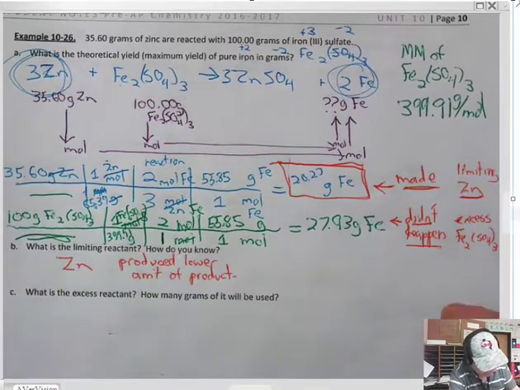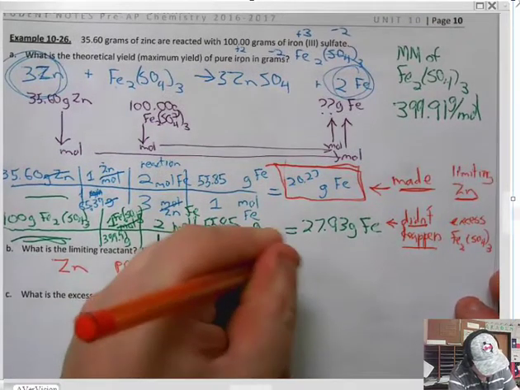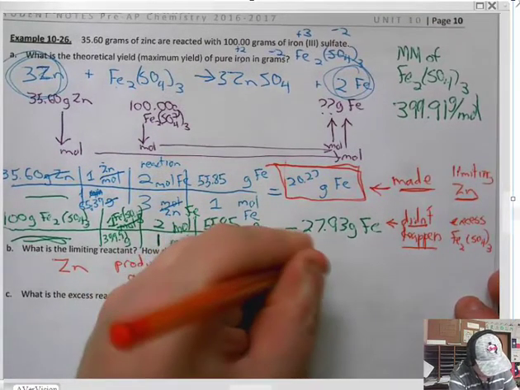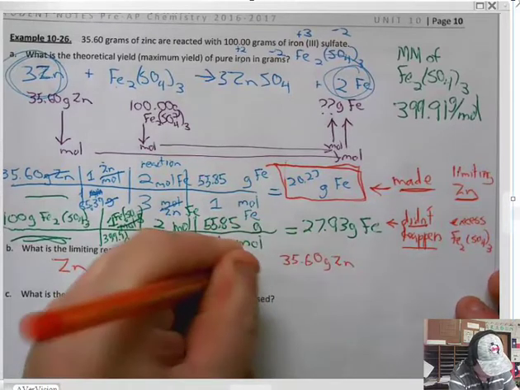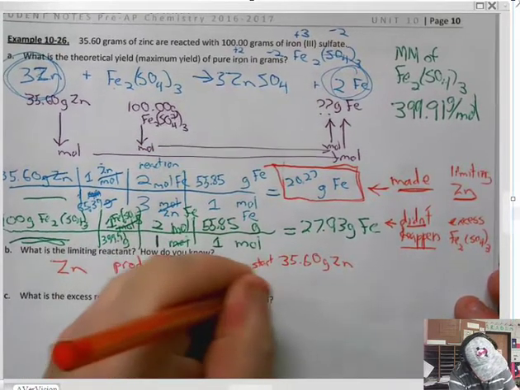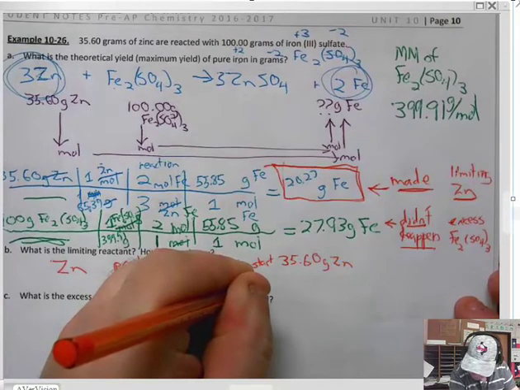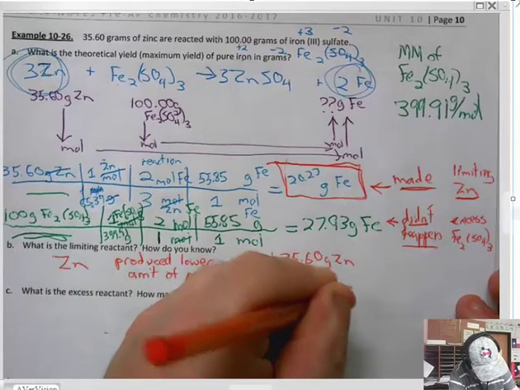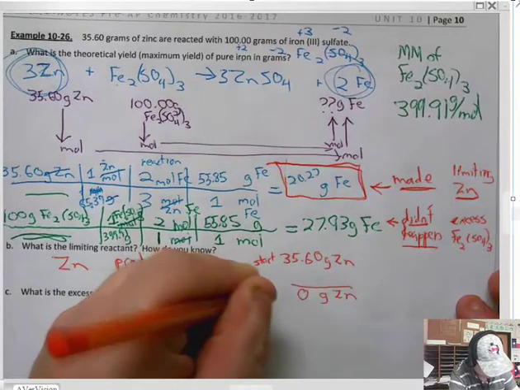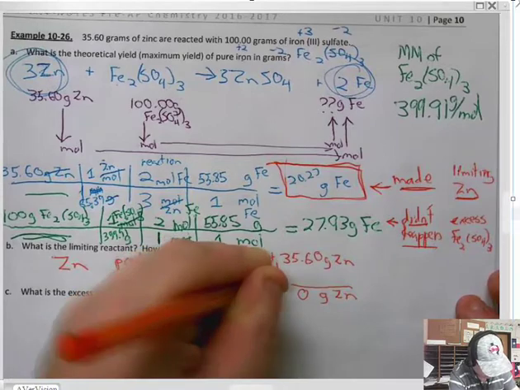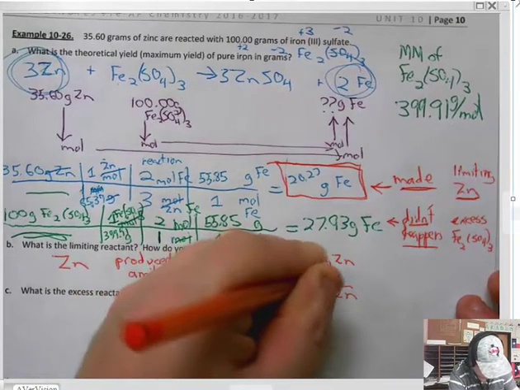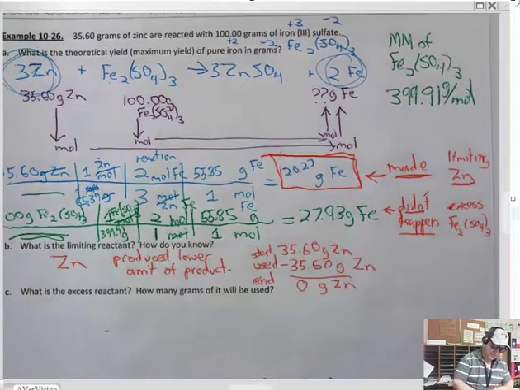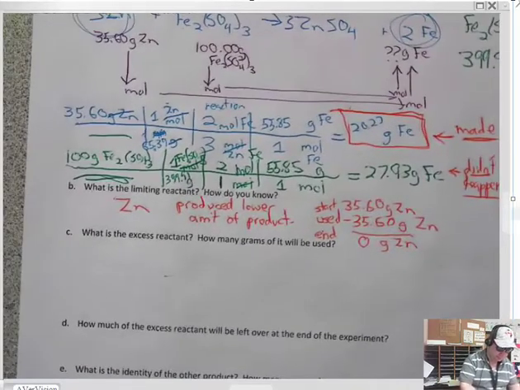Which means if you started off with 35.60 grams of zinc, that's where you started, and you ended up with 0 grams of zinc, that means we used 35.60 grams of zinc. Okay? That's what it means when it's a limiting reagent. It all gets used up in the reaction, leaving us with none left over.